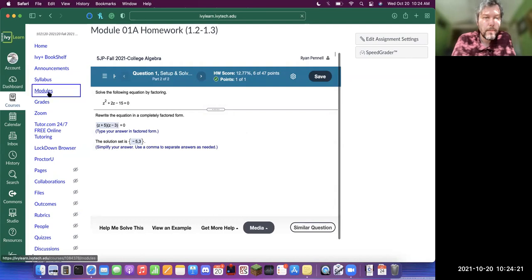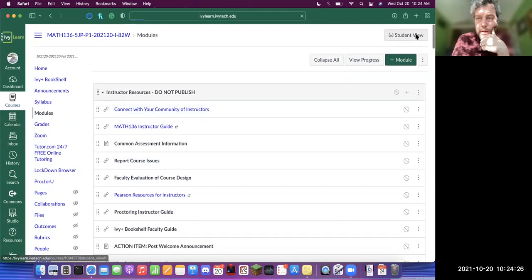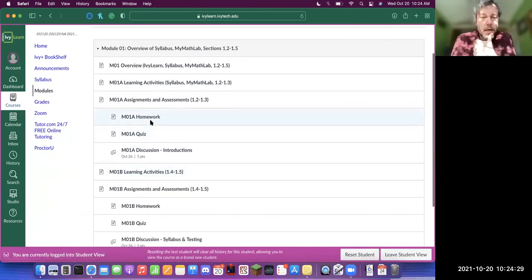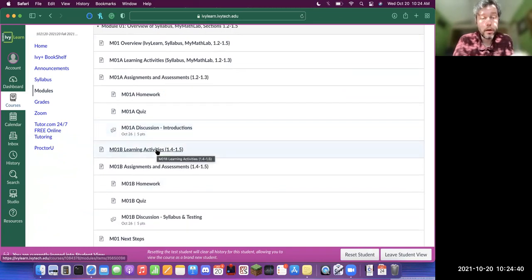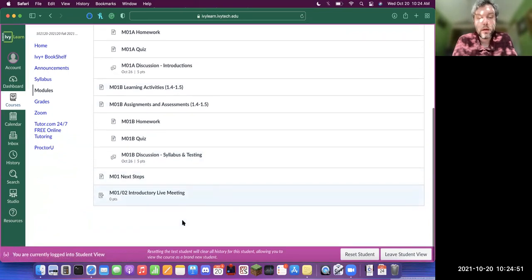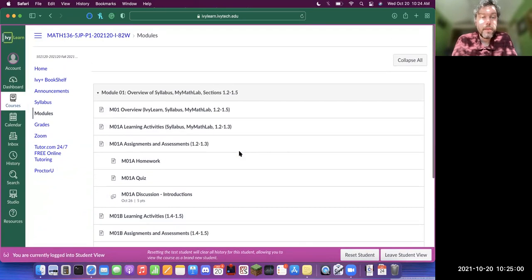Let's go back to modules. Oh, and I'm not in student view now, so I want to do that. So homework 1A, that's what we just looked at. You're going to have a quiz over homework 1A, and a discussion board, introducing yourself. Then, because this is an 8-week course, you have 2 sections. So you have homework 1B, quiz 1B, discussion 1B. And then this is the live meeting that we're in right now. I will post this meeting later today. And that is module 1.